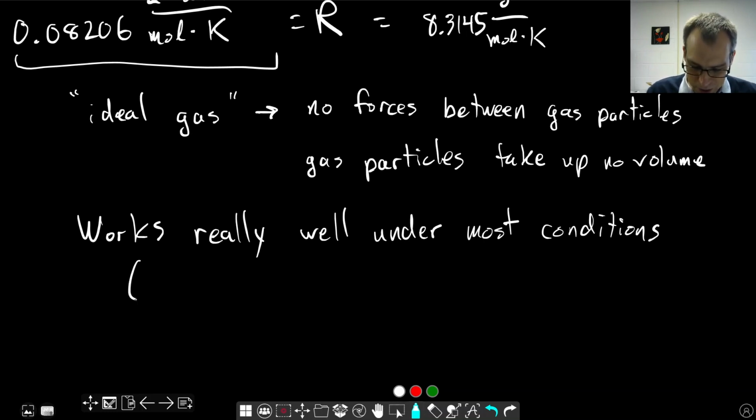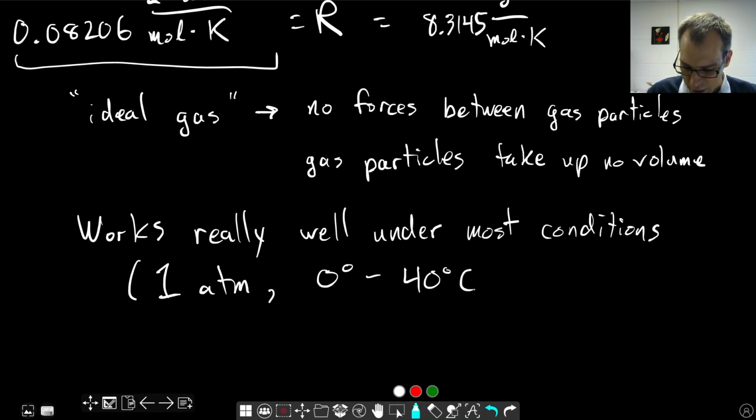And when I mean most conditions, this is usually thinking about 1 atmosphere of pressure and in the range of 0 to 40 degrees Celsius. Now, of course, this will depend on specifically what kind of thing you're talking about, what kind of gases. But for most gases, under these conditions, the ideal gas law is a really, really good approximation.